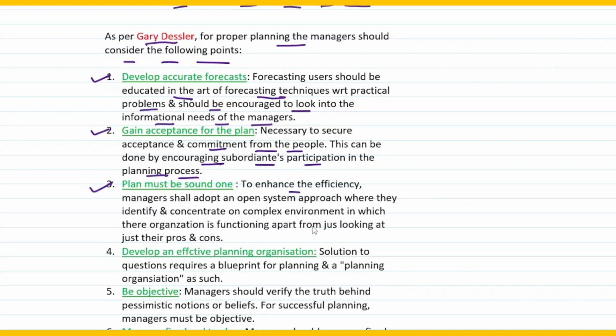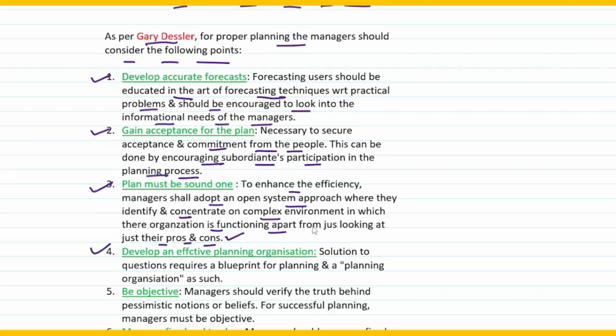Now to enhance the efficiency, managers shall adopt an open system approach where they identify and concentrate on the complex environment in which their organization is functioning, apart from just looking at the pros and cons, right? Something which is very tough in nature. So your concentration should not be just on the profits and the losses. Your idea should also be to address any cumbersome process that you may come across, right? So hence you should make sure that the plan must be a sound one.